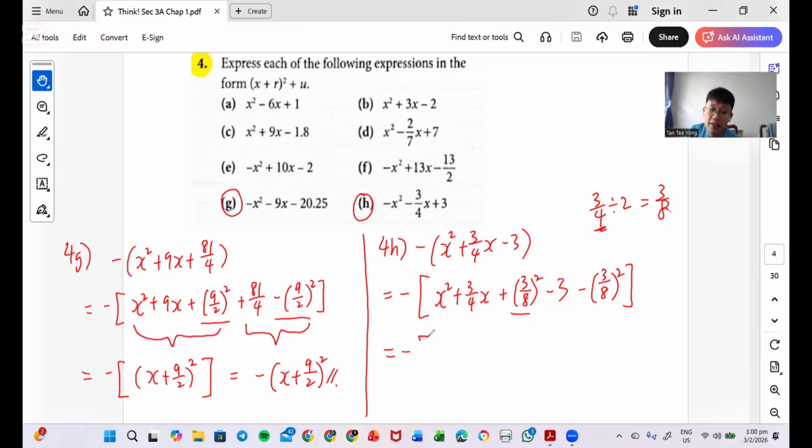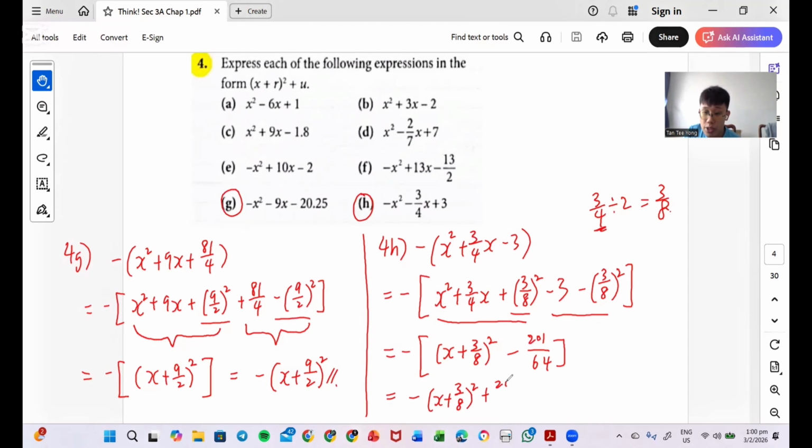So equals negative square bracket. This part complete it. So x plus 3 over 8 square. Then this part calculate. So minus 201 over 64. Okay, so now bring in the negative. So negative x plus 3 over 8 square plus 201 over 64. Okay, yes? All right, so this is it for question 4, 4G and then 4H.